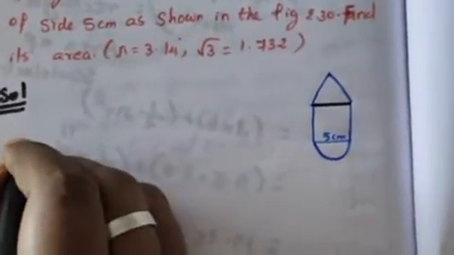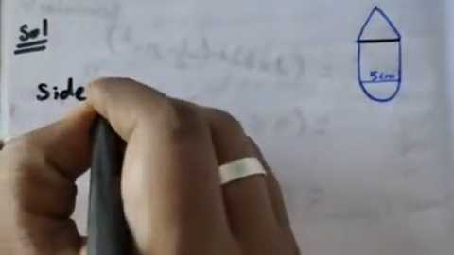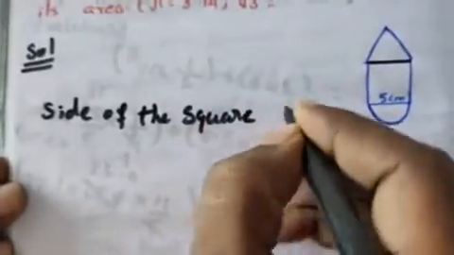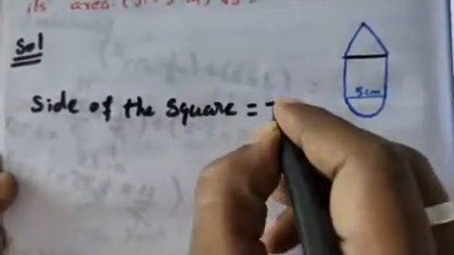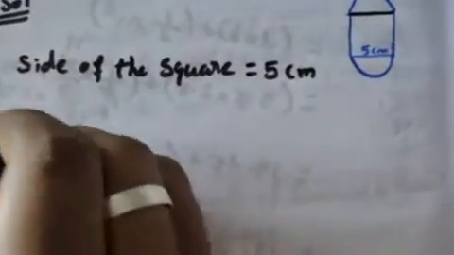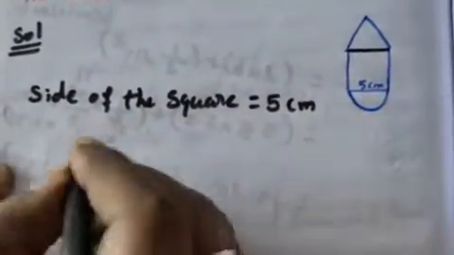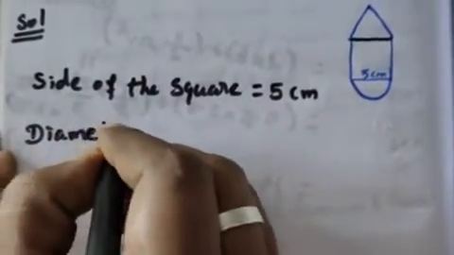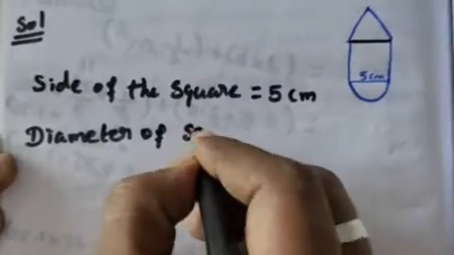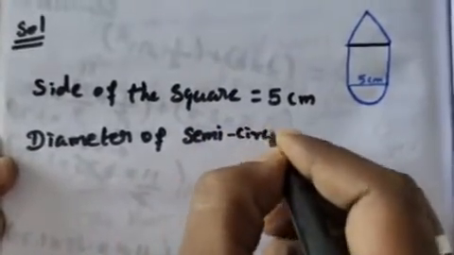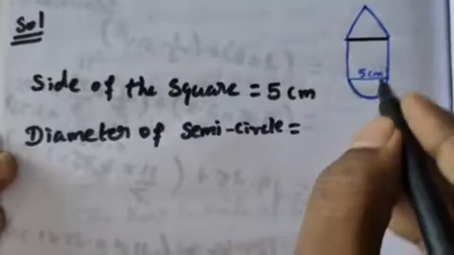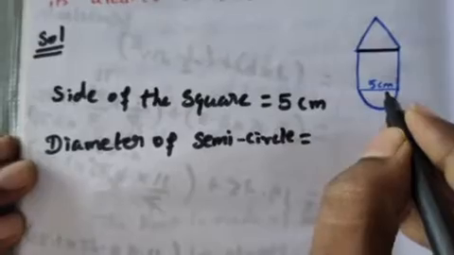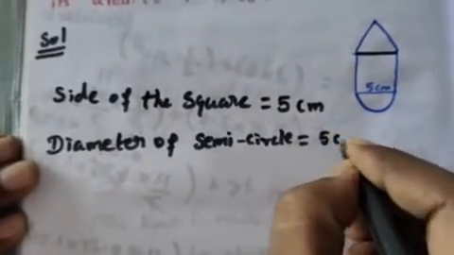That is, side of the square first. Side of the square is equal to 5 centimeter. Then diameter of semicircle. What is the diameter of the semicircle? Look at here. It is the diameter of the semicircle. Therefore, the diameter of the semicircle is equal to 5 centimeter.